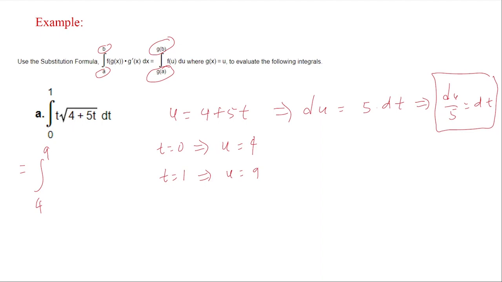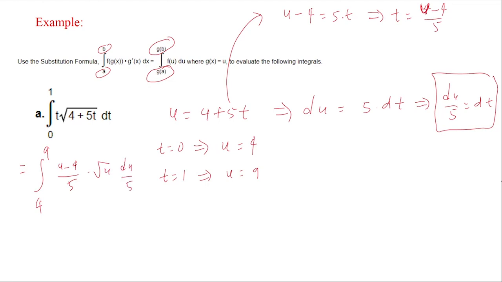and then instead of t, we can find out the value of t by simplifying this expression, which is, I'm going to do it here, u minus 4 equal 5t, and we would like to find out the t. So t equal u minus 4 over 5. So I can replace this t by u minus 4 over 5, and I can replace this square root of 4 plus 5t as the square root of u, and I can replace this dt by du over 5.